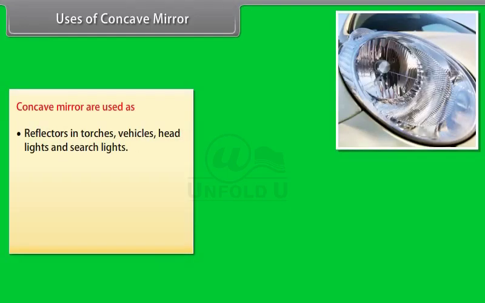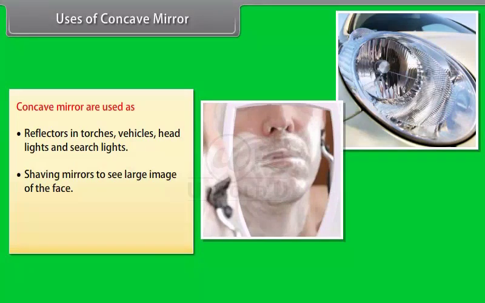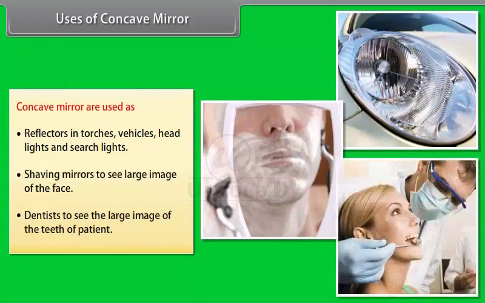Uses of concave mirror. Concave mirrors are used as reflectors in torches, vehicle headlights and searchlights. They are used as shaving mirrors to see large images of the face, and by dentists to see large images of the teeth of patients.